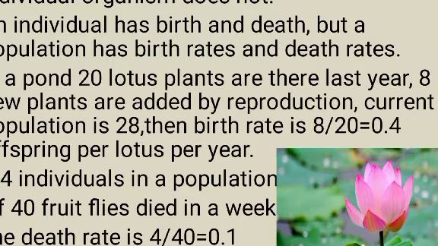So it is 8 divided by 20, we will get 0.4. So the birth rate is 0.4 offspring per lotus per year. 0.4 offspring per lotus per year. So this is the birth rate of this lotus plant in that pond. In the same way, death rate also we can calculate.